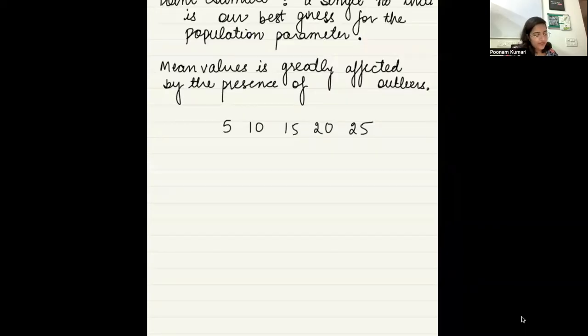So we have 15, then 15 plus 15 is 30, then 30 and 20 is 50, and then 75, right? So 75 divided by 5. What is that? 25. So my sample mean is 25.